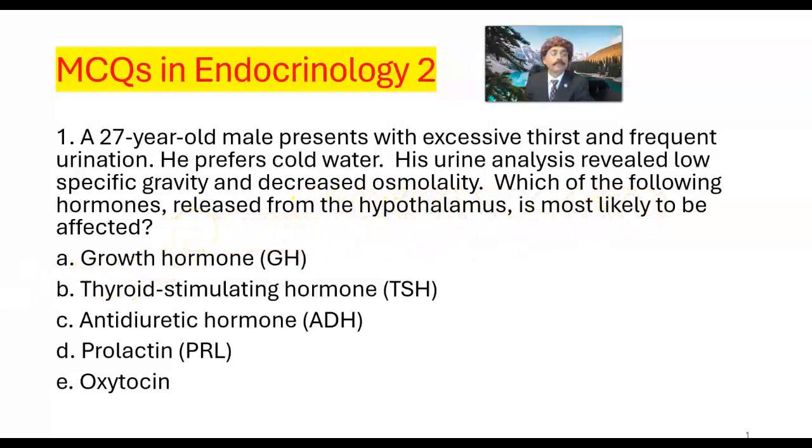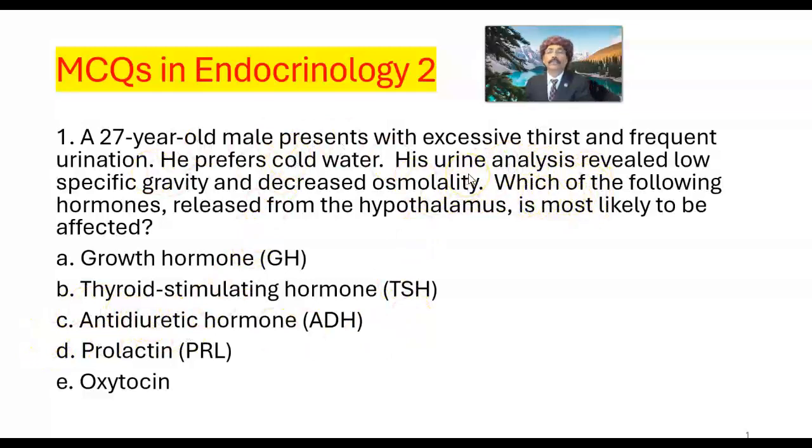Okay. Choices are growth hormone, thyroid stimulating hormone, anti-diuretic hormone, prolactin, oxytocin. So, which of the following hormones released from hypothalamus is most likely to be affected? That means this is the hormone that is decreased.